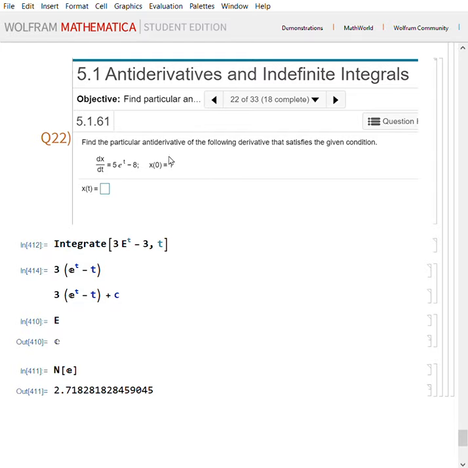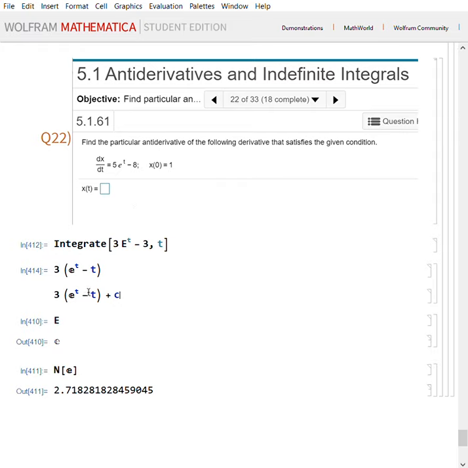It says x of 0 equals 1. That is to say that the function, which is f of x, in this case 3 times parentheses e to the t power minus t, is your x of t. So this is x of t, and the other side, after the equal sign, is the 1. We know we have to add an arbitrary constant, c, and we're trying to find the constant that satisfies the condition.